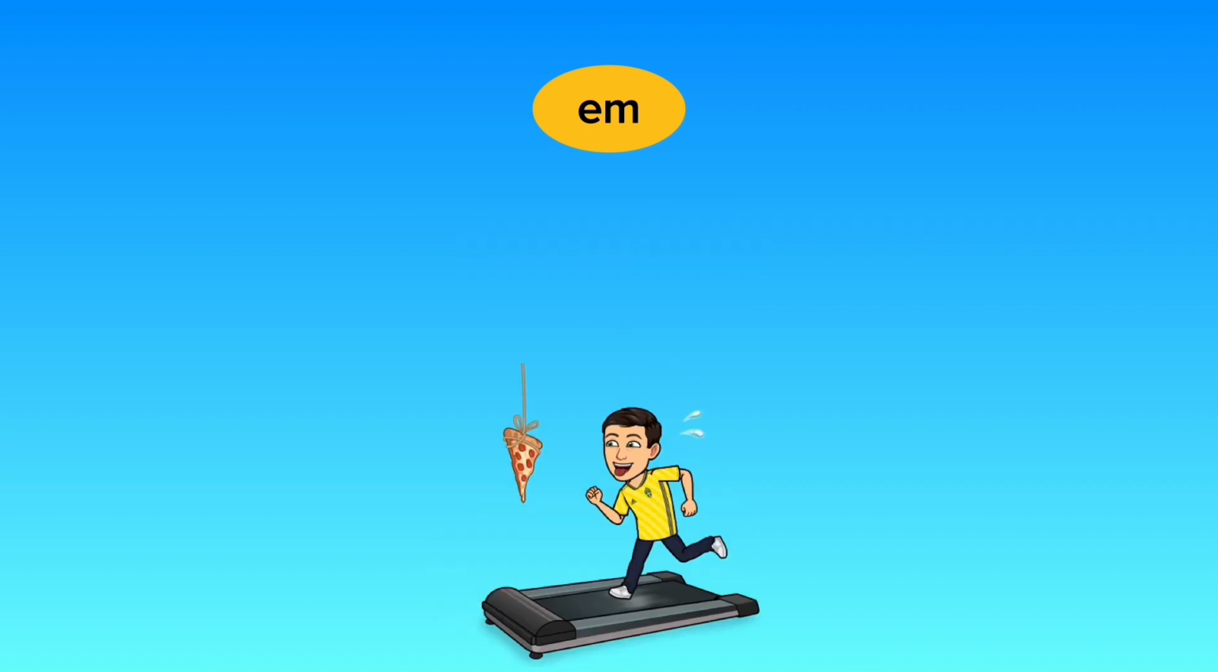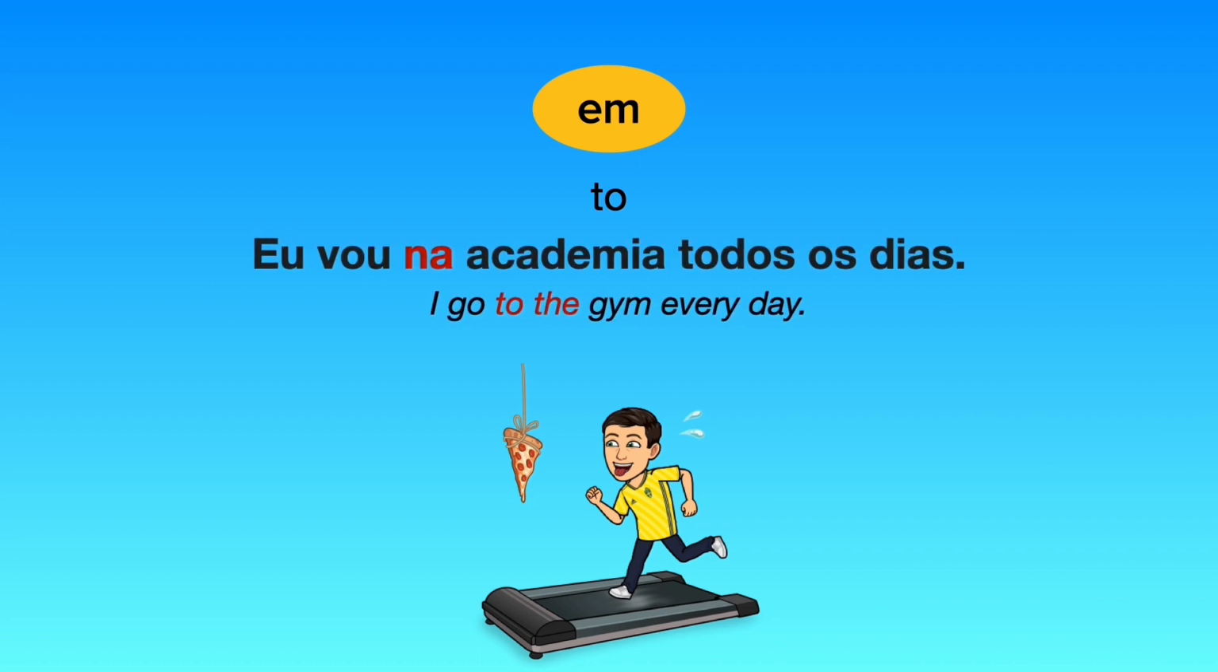Now, in colloquial speech, the preposition em can be used to express to when we refer to local places where we normally go and stay for a short period of time. Eu vou na academia todos os dias. Grammatically speaking, the right preposition to use in this context will be the preposition a. Eu vou à academia todos os dias. But we'll look at the preposition a at another time. It sounds a little bit more formal.